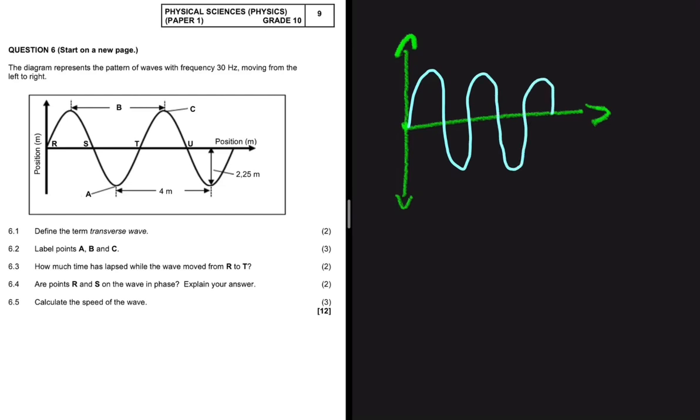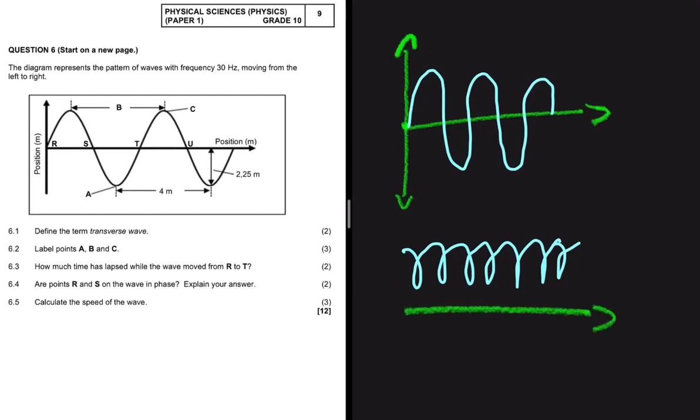While on a longitudinal wave, where the particles are parallel to the propagation of the wave, you will have something like this. The movement here is still west to east. This is the difference between transverse wave and longitudinal wave. In transverse, the movement of the particles is perpendicular to the propagation of the wave, while in longitudinal, the movement of the particles is parallel to the propagation of the wave.